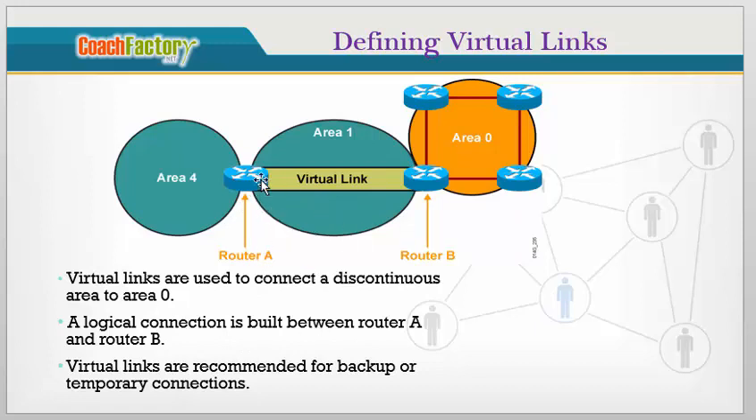Now we'll be configuring a virtual link to virtually connect area 4 routers to area 0 routers. Router A is an ABR of area 4 and area 1, whereas router B is an ABR of area 0 and area 1. So we need to configure the virtual link on these two ABRs.